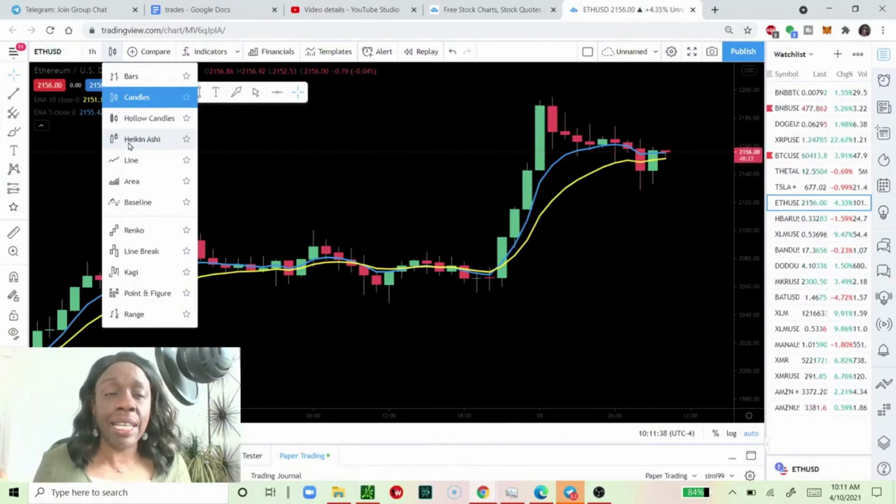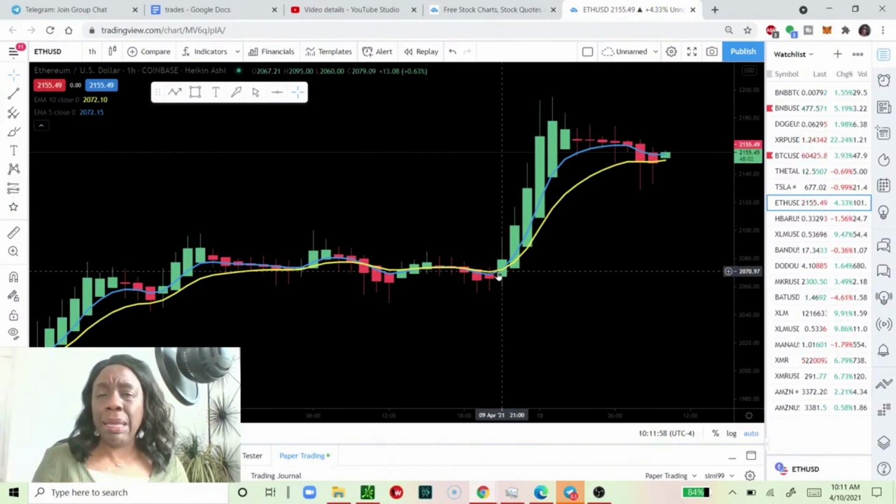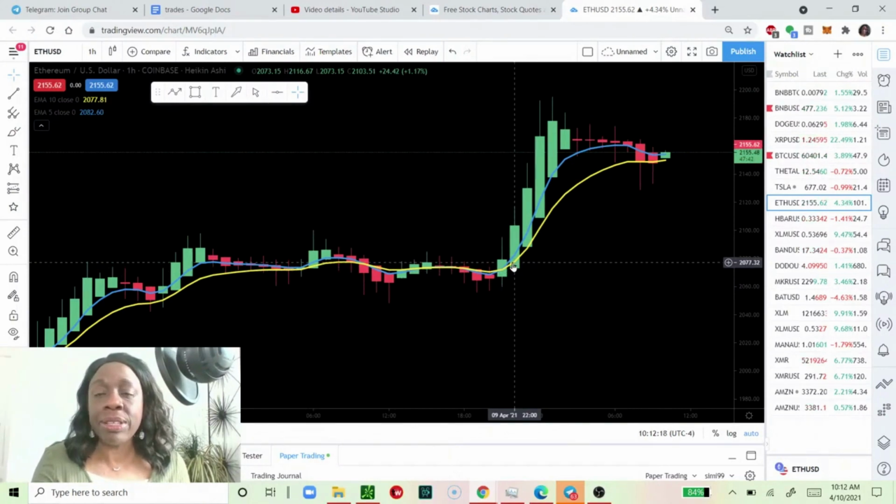HEIKEN ASHI. And HEIKEN ASHI in Japanese means something like average, the same as we have our moving averages. So also the HEIKEN ASHI kind of, I guess, represents something along those lines, hence the name. So it shows averages. So if I click on HEIKEN ASHI, we have almost the same looking candlesticks, but they're different. Now, anytime you have a green HEIKEN ASHI candlestick, it means the trend is an upwards trend.